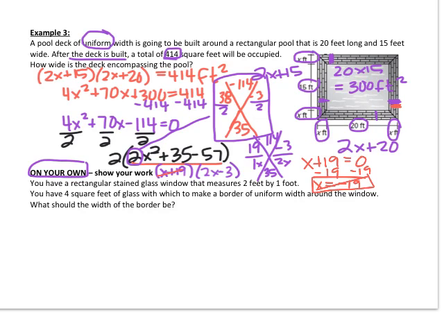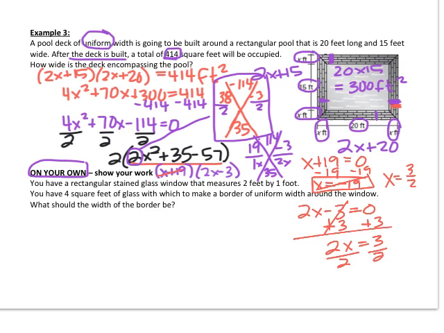But if I set 2x minus 3 equal to 0 and add 3 to both sides, I get 2x equals 3, and then dividing by 2, x is going to equal 3 halves. If I say that in a different way, x is actually going to equal 1.5 feet. So the space between the pool and the edge of the deck is going to be 1.5 feet.